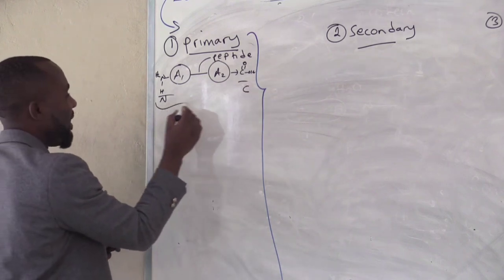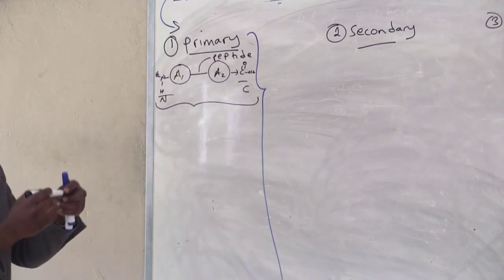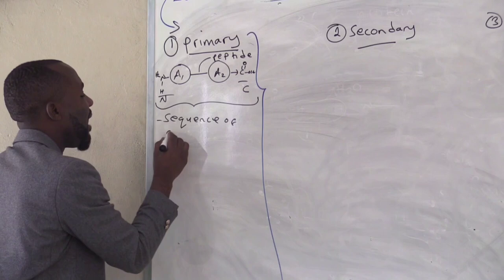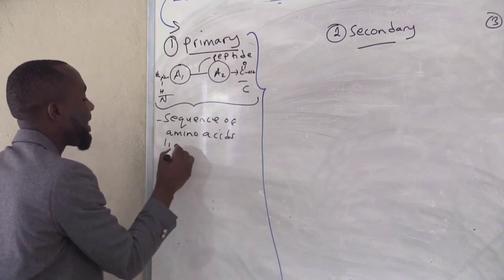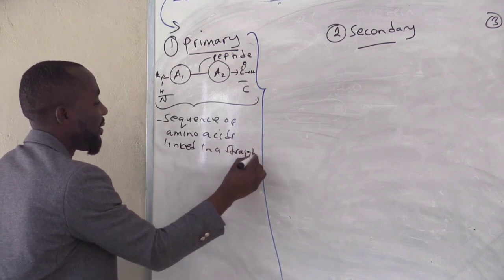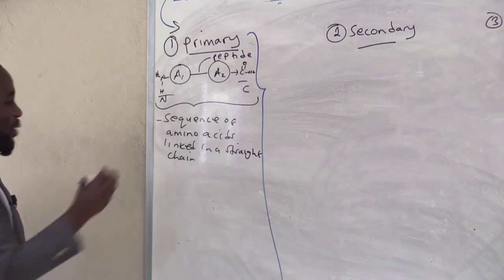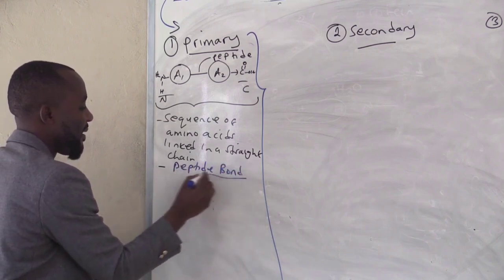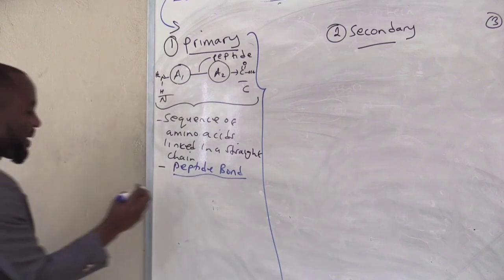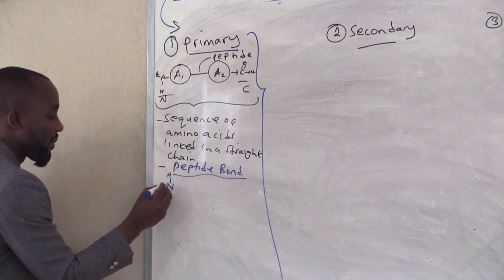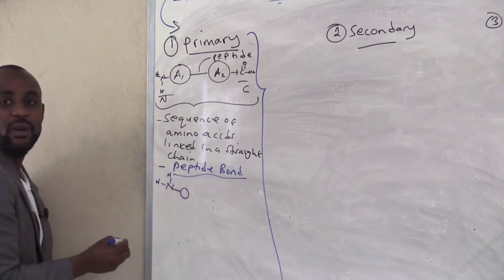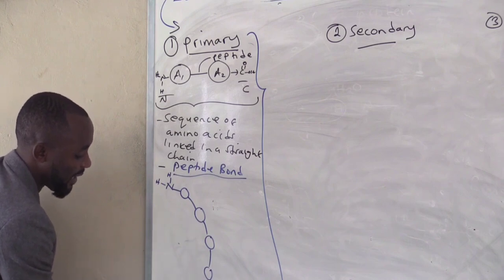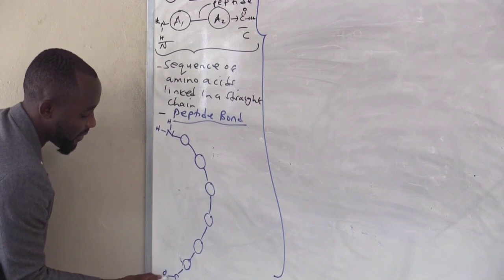So, having said that, let me explain to you what a primary structure is. A primary structure of a protein is simply a sequence of amino acids linked in a straight chain. And what links them is the type of bond that we call a peptide bond. If I am to use circles to demonstrate, it simply means that you started with the amino group, and we have this amino acid, the first one, linking to another one, linking to another one, linking to the other, until at the end, what you have is the carboxyl group.